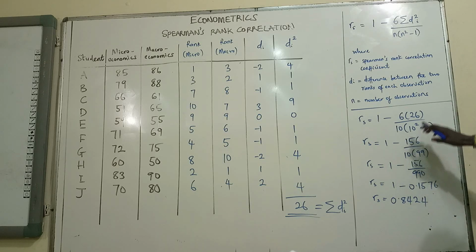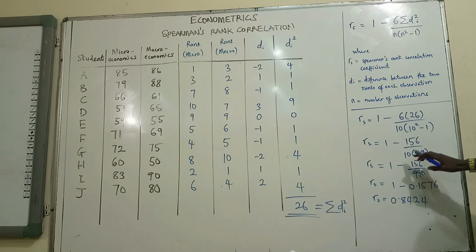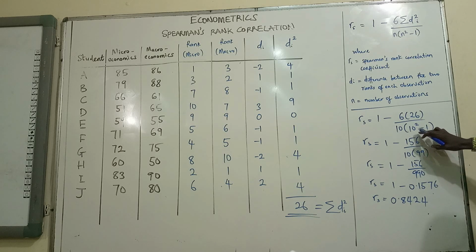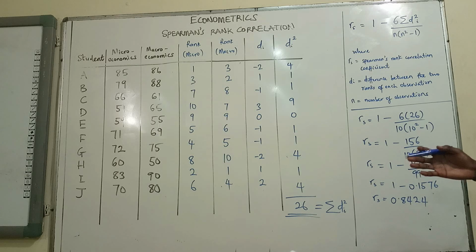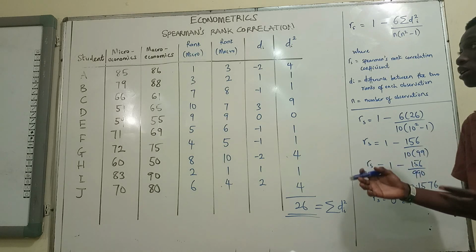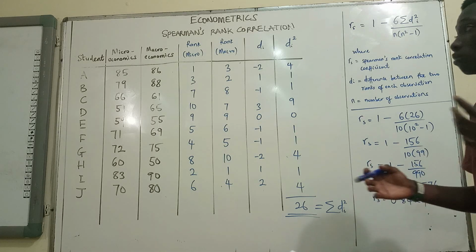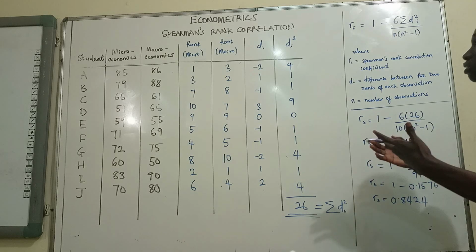And so this will be 1 minus 156 divided by 10 times 100. 10 squared is 100, so 100 minus 1 is 99. So this is 1 minus 156 over 990, which is 1 minus 0.1576, and our Spearman correlation coefficient is 0.8424. It's positive.